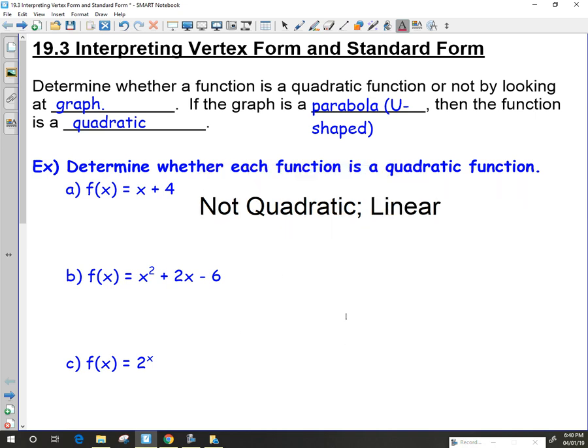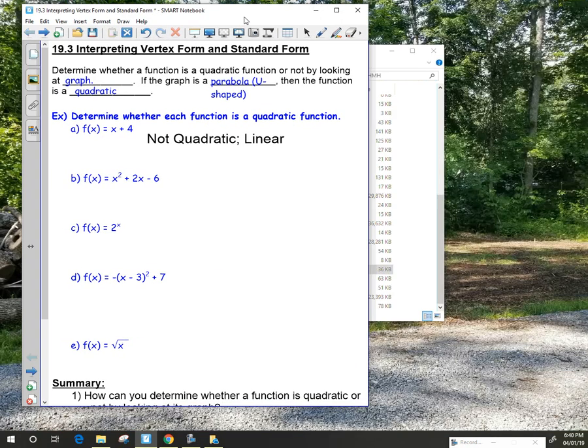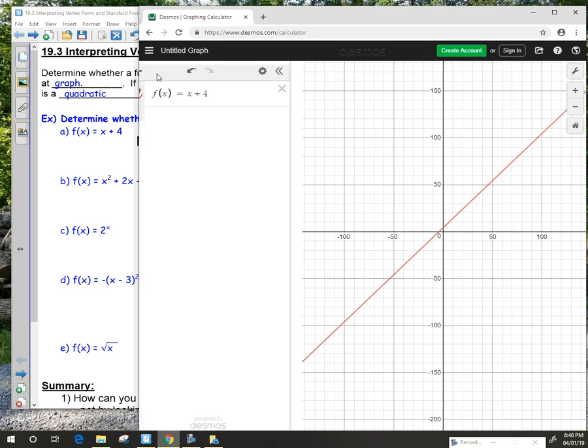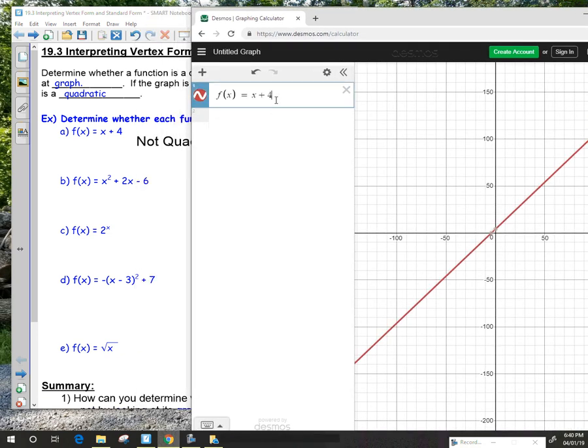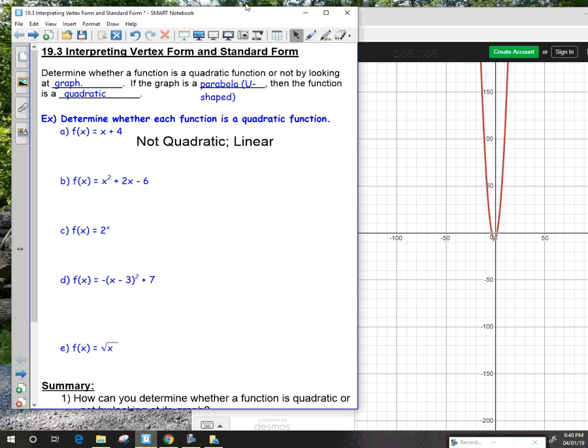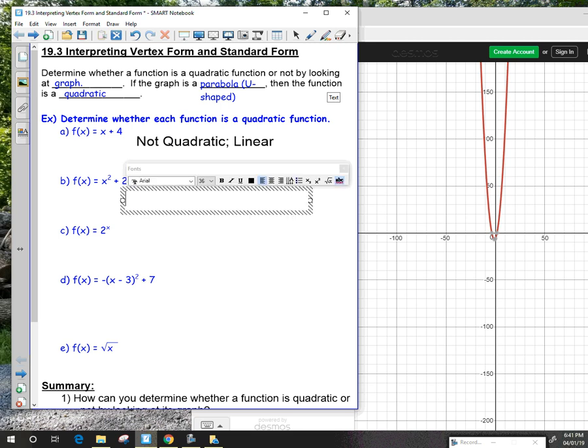Now we're going to look at the next one: f of x equals x squared plus 2x minus 6. Again I pull up Desmos and type that equation in here: f of x equals x squared plus 2x minus 6. Now we see our U-shaped graph, and therefore this one is a quadratic. So yes, this one is a quadratic.